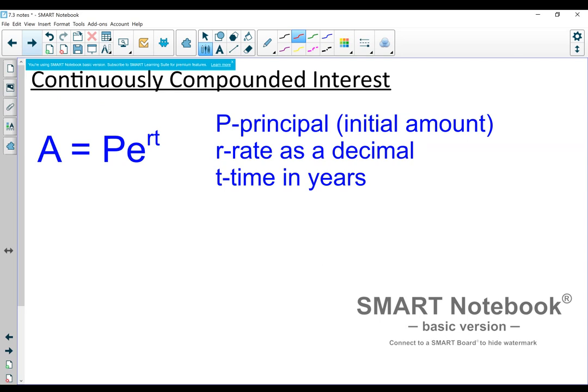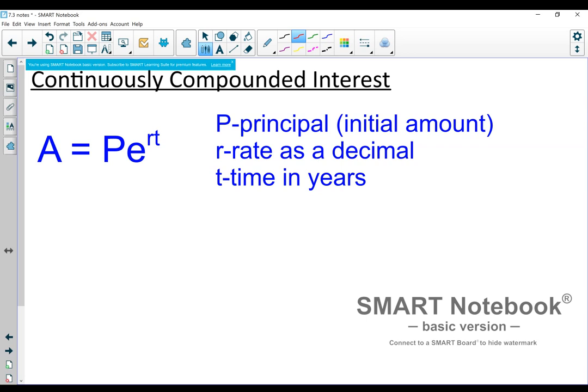So now we're going to look at continuously compounded interest. So we looked at in 7.1 when interest was compounded semi-annually or twice a year. If it was compounded monthly, which was 12 times a year, or quarterly, 4 times a year. So we were given that amount, that n. And this time we don't have that. This is continuously compounded. And remember, we talked about how e was our continuous growth base that we use.